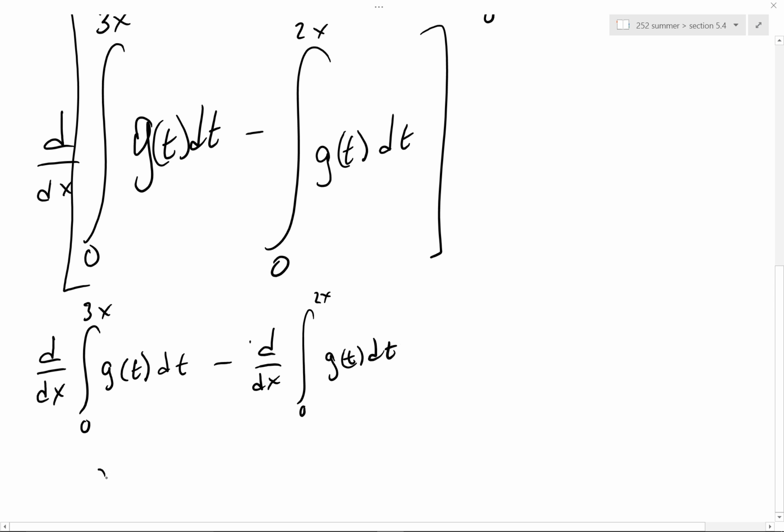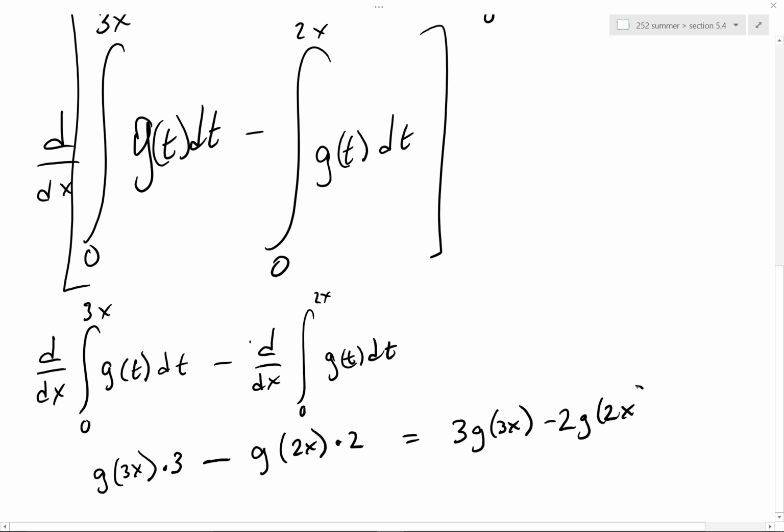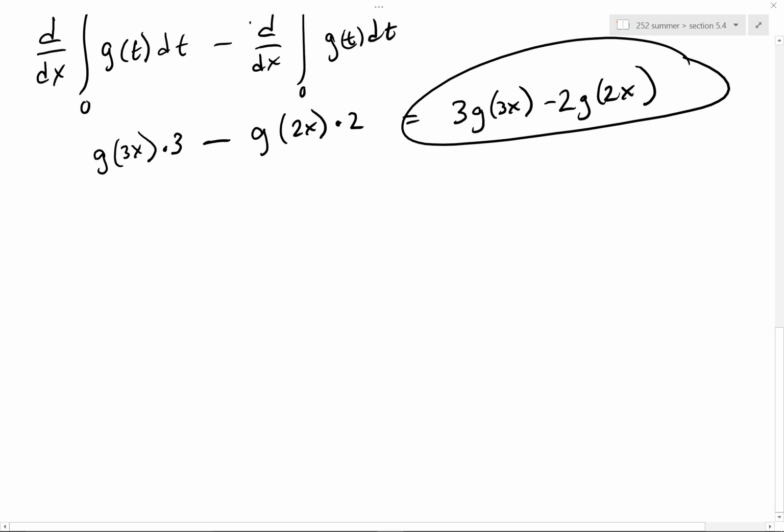So this would just become g of 3x times 3 minus g of 2x times 2. And so that would end up being 3g of 3x minus 2g of 2x. That'd be my answer. And you're like, well, wait a minute. What if it wasn't just g of t? What if it was like sine or something? Sine of t. I don't know. What about it?